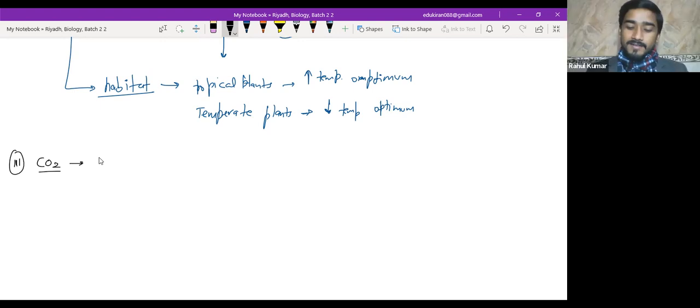So there is CO2. How can CO2 affect us? Write down, it's the major limiting factor for photosynthesis. This was also asked. CO2 is the most important limiting factor. We should have done it first, but okay. Major limiting factor.